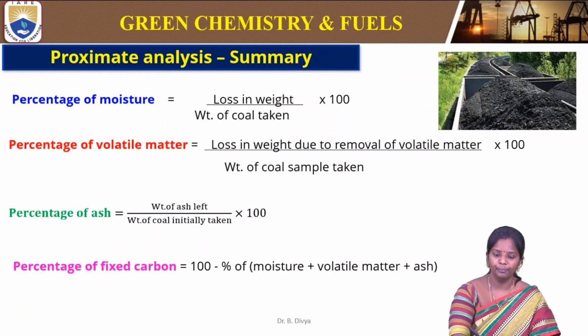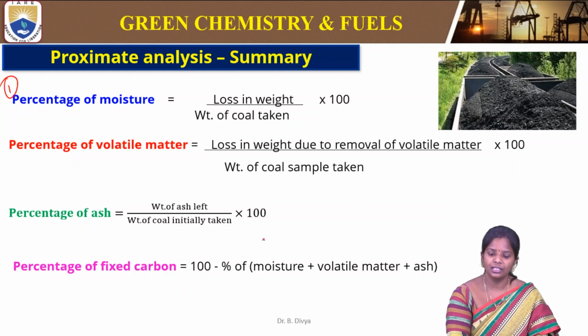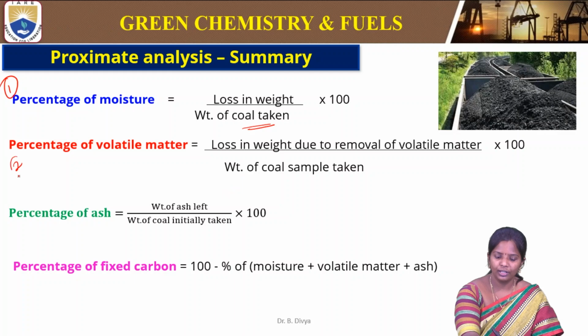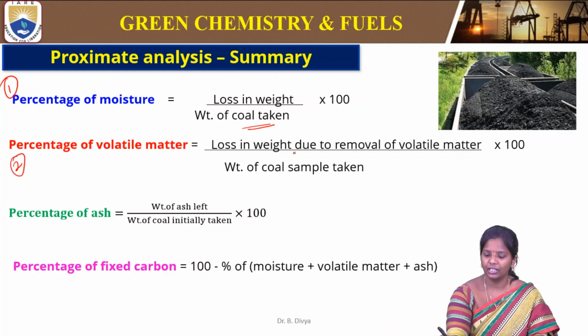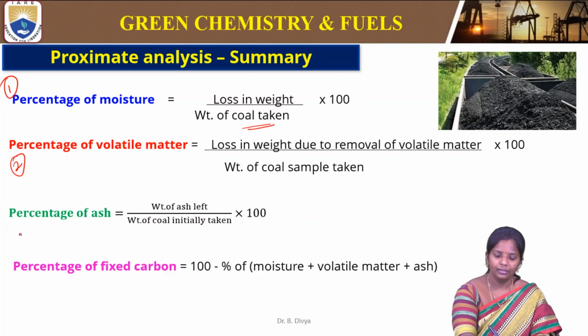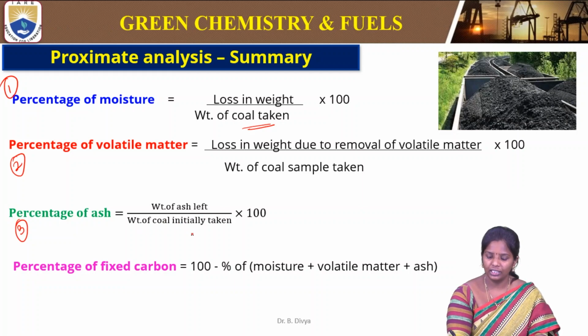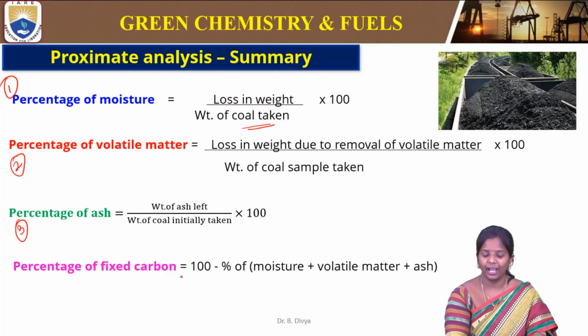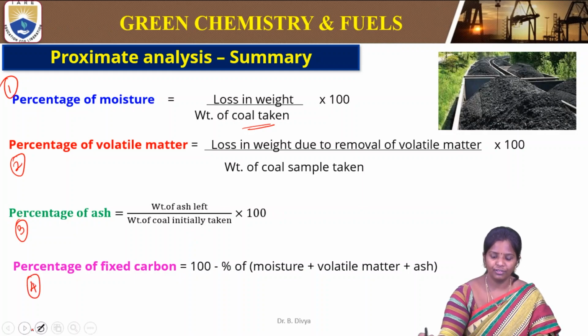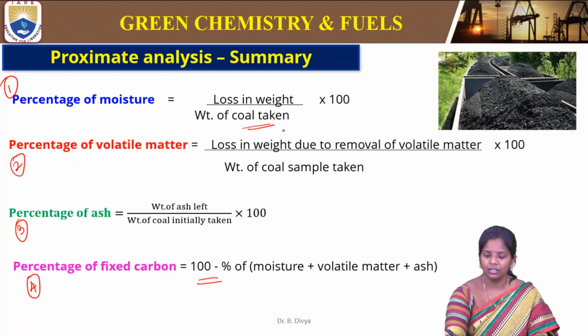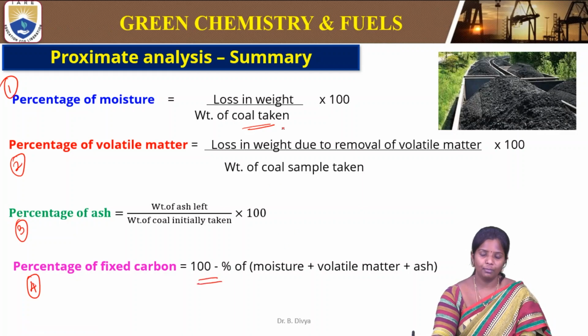So in summary, the percentage of moisture is the loss of weight by coal, divided by the weight of the coal taken, into 100. The percentage of volatile matter is the loss of weight due to removal of volatile matter, divided by the weight of the coal sample taken, into 100. Then the third one is ash: the weight of the ash left, divided by the weight of the coal initially taken, into 100, gives the percentage of ash. Then the fourth one is the percentage of fixed carbon. So 100 minus the remaining three will give the carbon percentage present in that particular coal.